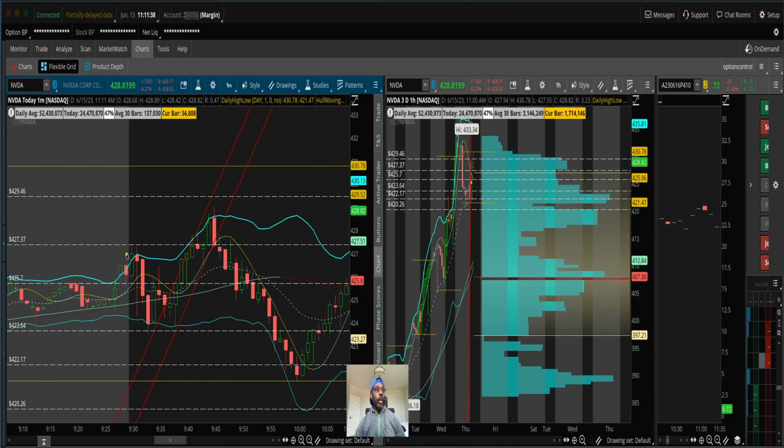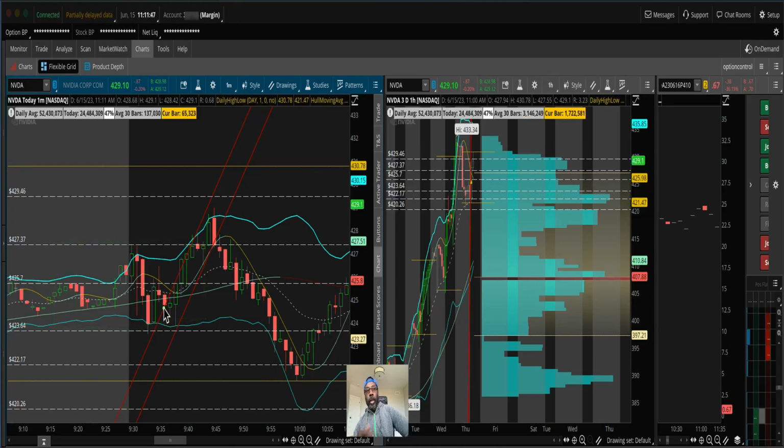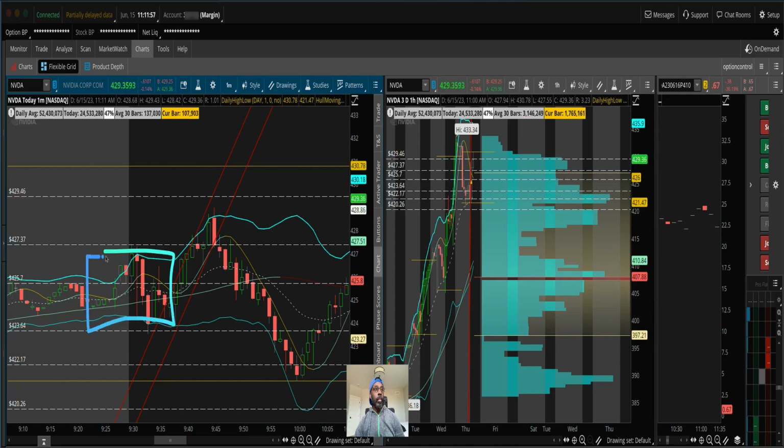So when the video opened up, this was basically the box right here. You can draw it yourself. You guys know how to draw the box. But keep in mind, that's the lower end of the box. That's the higher end of the box. Right, that level right there, very important. So in the video, what did it do?